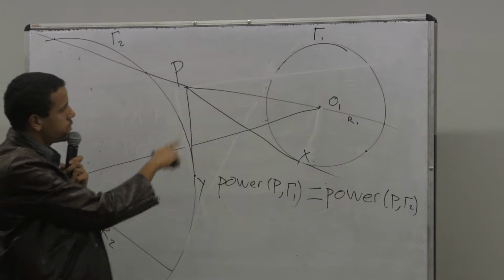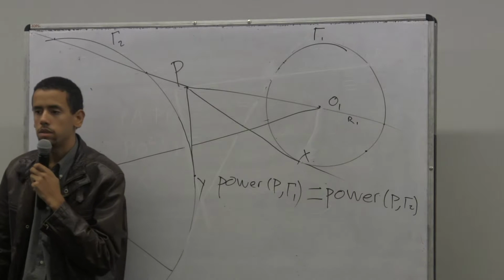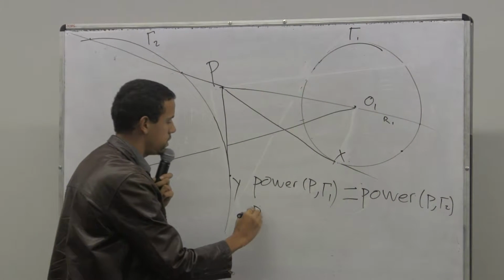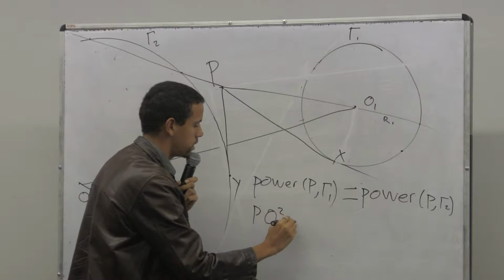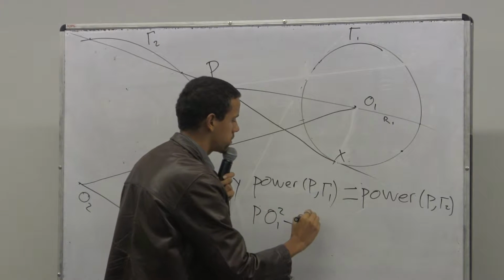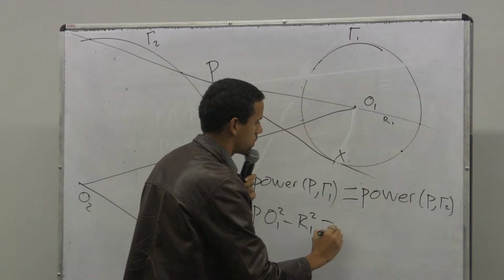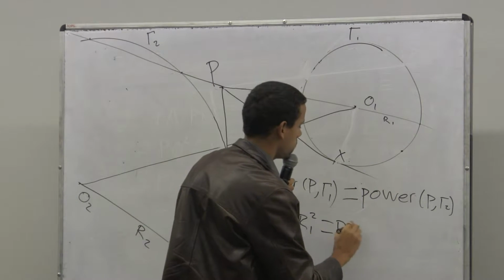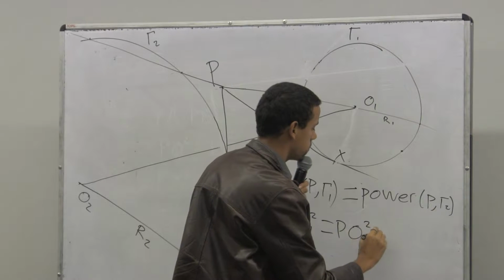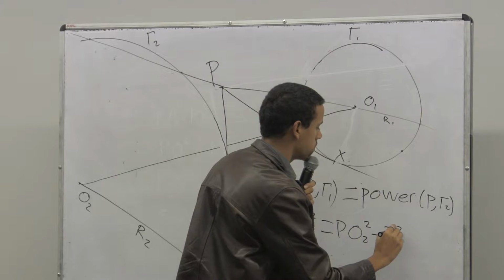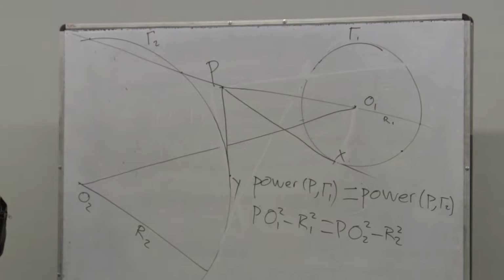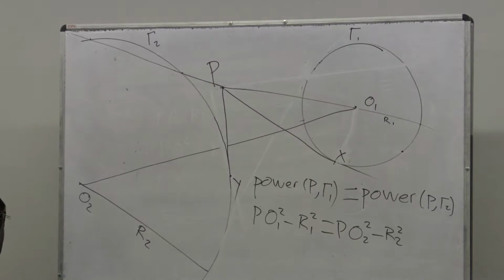So the power of P with respect to the first circle is what? PO1 squared minus R1 squared. And with the other one is what? PO2 squared minus R2 squared. Okay, well, that's something.